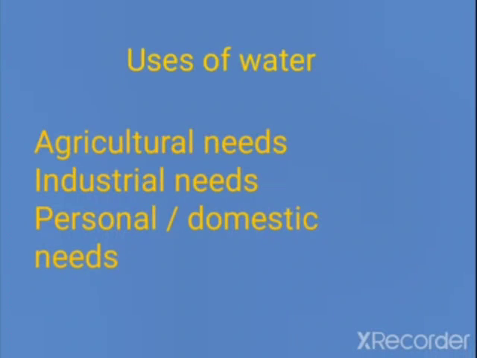The amount of water required depends on the kind and size of the factory. It means that the size of the factory and the kind of factory determine how much water is required. After that, the next need is personal or domestic needs.